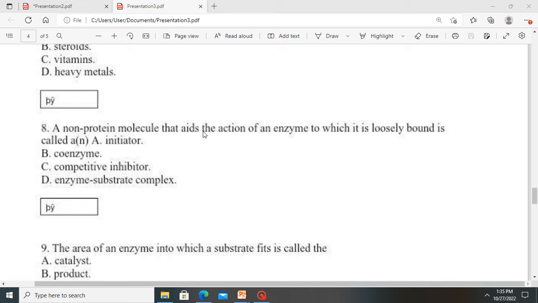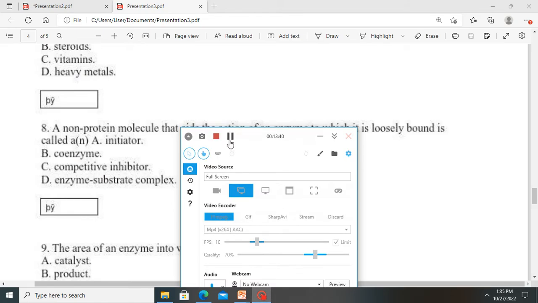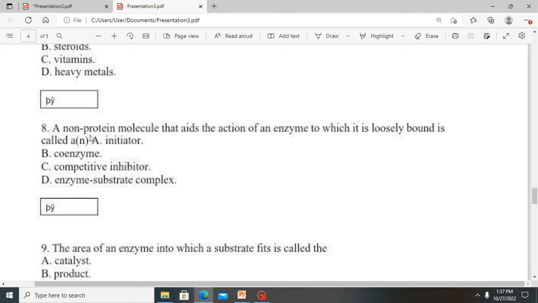A non-protein molecule that aids the action of an enzyme to which it is loosely bound is called what? Is it an initiator, a coenzyme, a competitive inhibitor, or an enzyme-substrate complex? The non-protein molecule that aids the action of an enzyme to which it is loosely bound is called the coenzyme. So the answer is B.